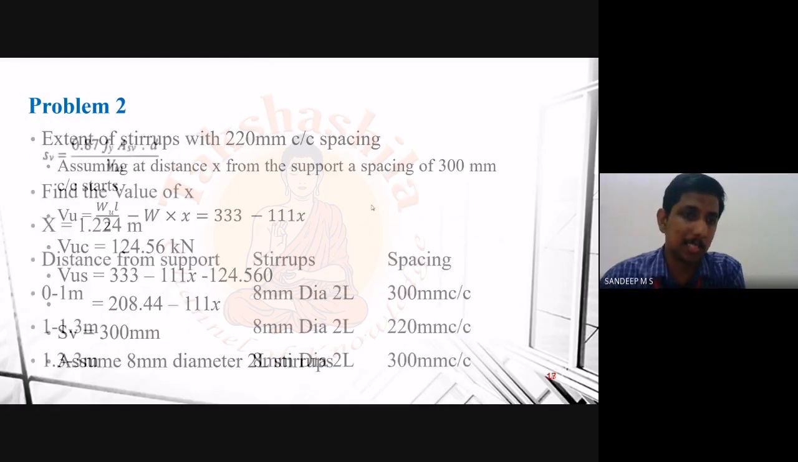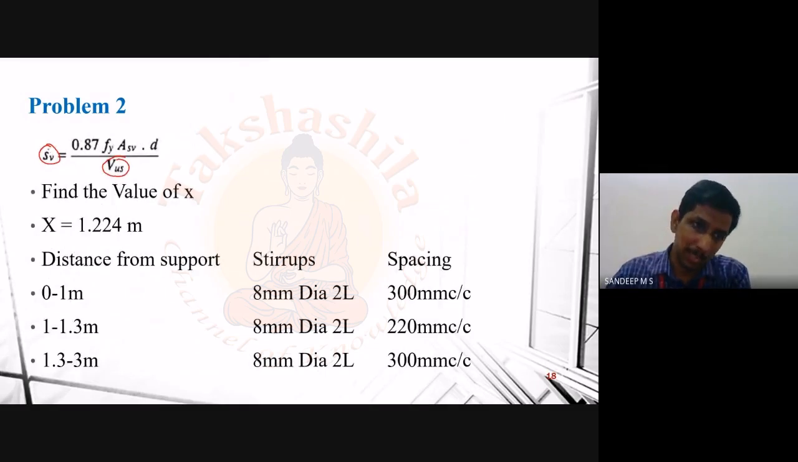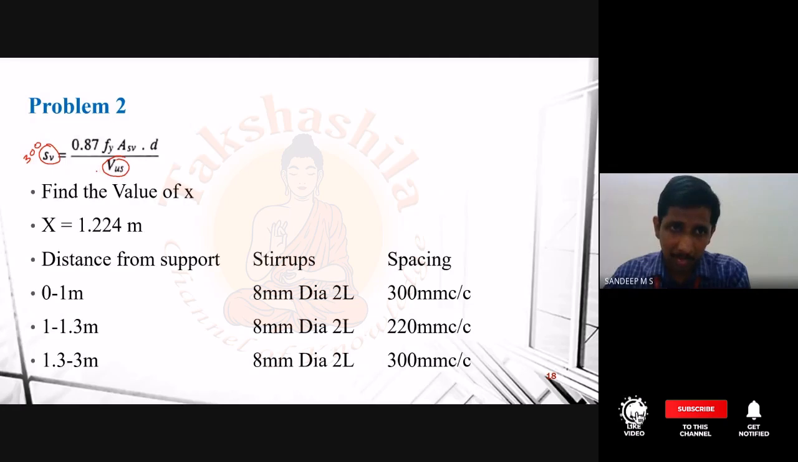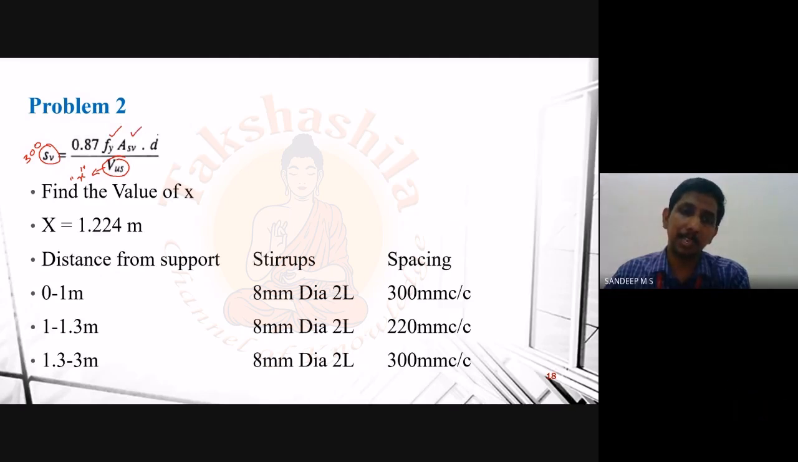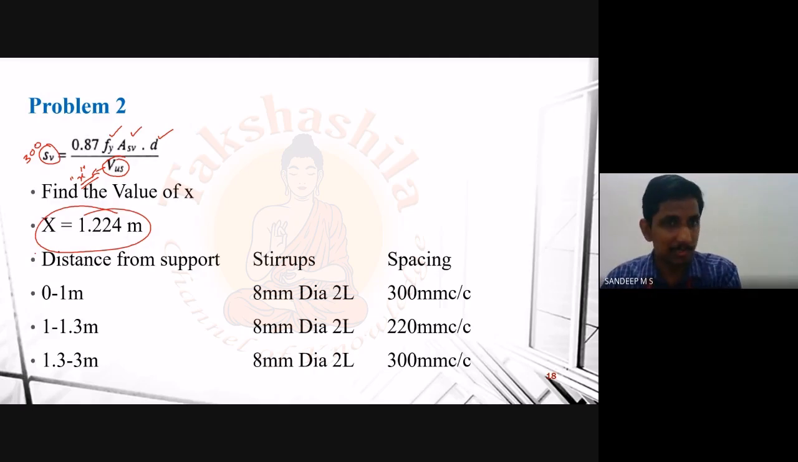So I have my spacing before in my hand. So basically I will substitute the value of 300 as my spacing. I will substitute VUS in terms of X. Then I have the value of Fy, I have the value of ASV, I have the value of D. So the only unknown in this one will be my X, and upon simplification of this, I can easily calculate the value of my X. Is that clear? Is the procedure clear? Any doubts?